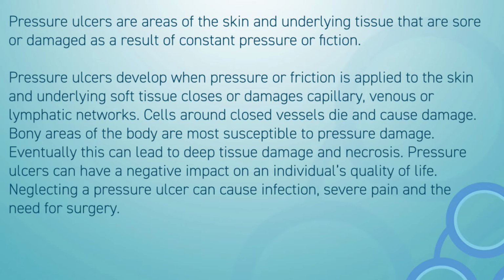Pressure ulcers are areas of the skin and underlying tissue that are sore or damaged as a result of constant pressure or friction. Pressure ulcers develop when pressure or friction is applied to the skin and underlying soft tissue closes or damages capillary, venous or lymphatic networks. Cells around closed vessels die and cause damage. Bony areas of the body are more susceptible to pressure damage. Eventually, this can lead to deep tissue damage and necrosis.